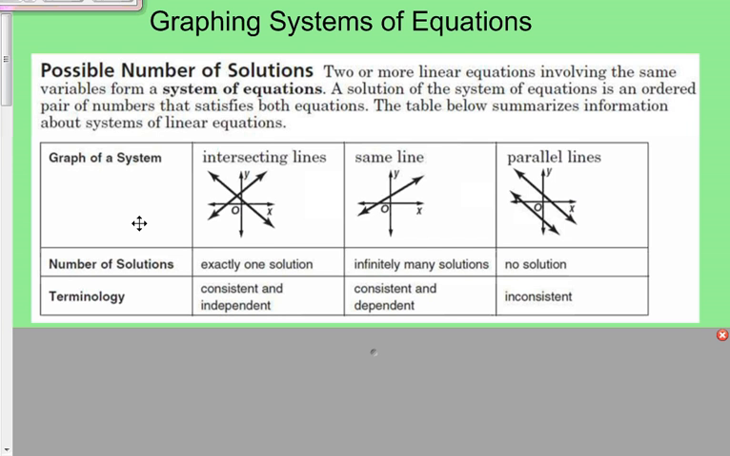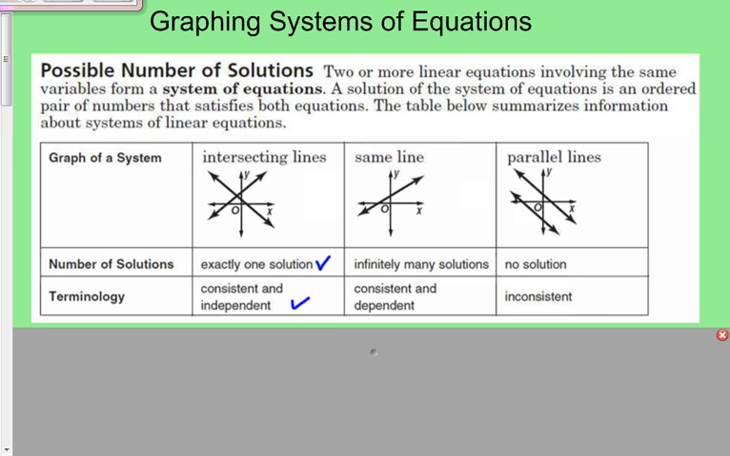So here are the different types of systems of equations. You can have intersecting lines, which is the most common. That means there's exactly one solution, so one ordered pair, and it's called consistent and independent. This is something else you'll need to know. They're consistent and they're independent.